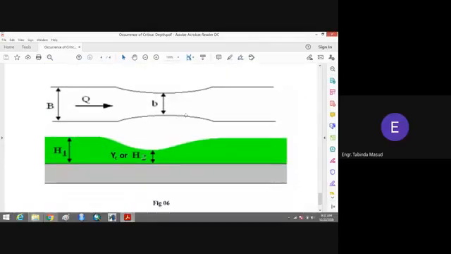Here you can see that this is the top view of the channel. This is the normal width of the channel, and this is the contracted section of the channel where the width of the channel is b, small b. The original or the actual value of the width of the channel is capital B. The water is flowing in a channel, and when it will flow through the contracted section, the discharge will get higher.